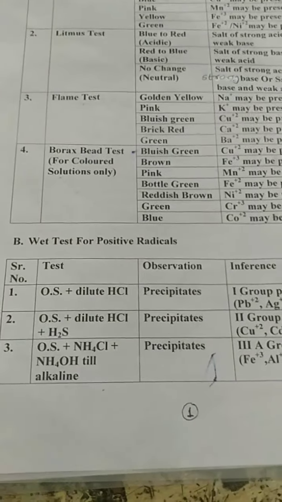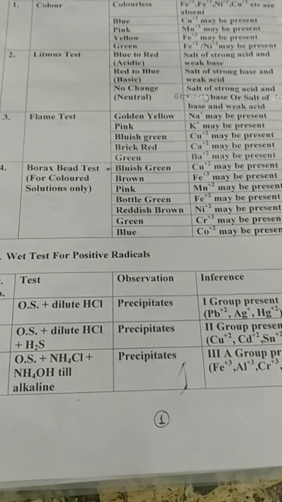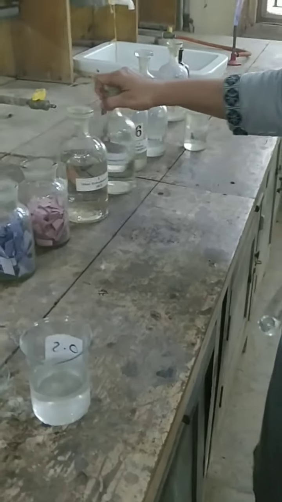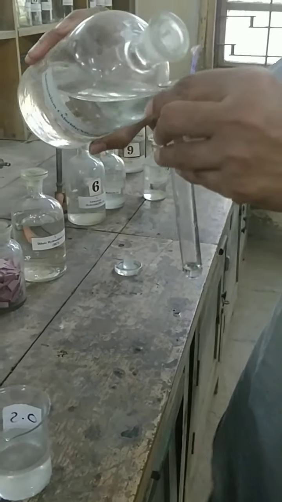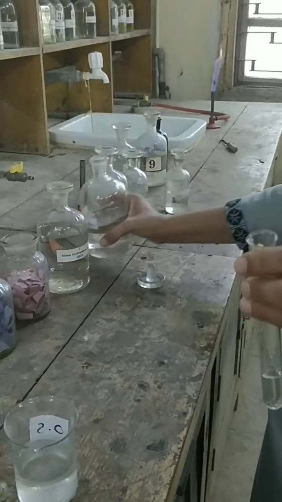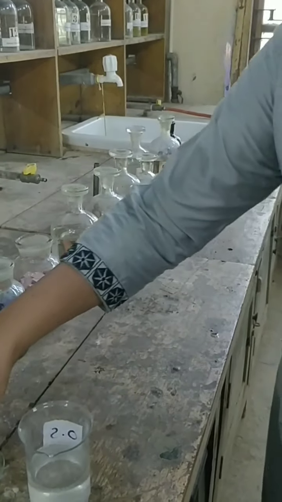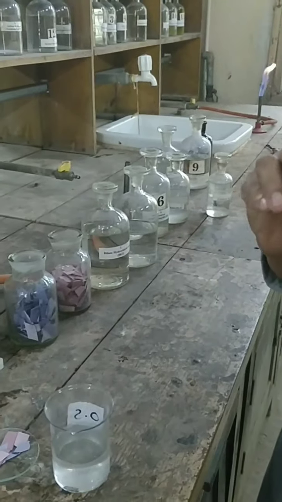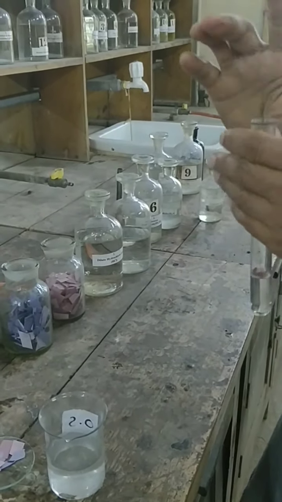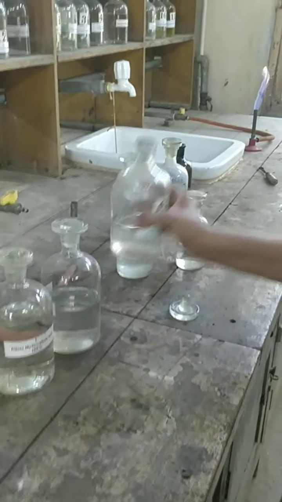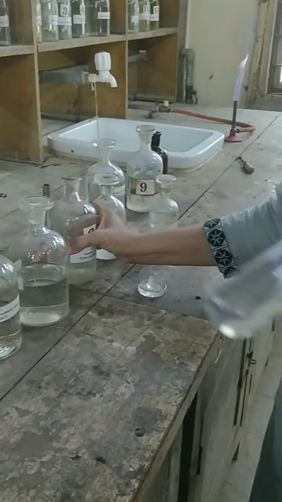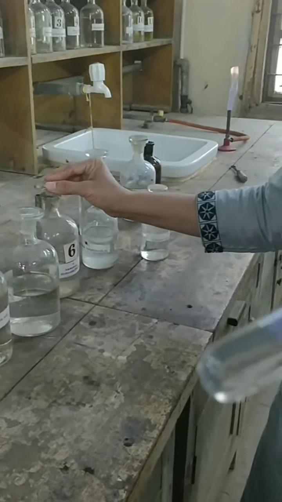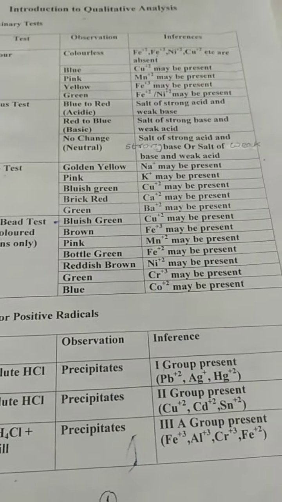Now we will proceed to third test, that is for third A. For this we will take OS in a fresh test tube. To this we will add ammonium chloride, and after this we have to add ammonium hydroxide till the solution becomes alkaline. So for this we will put a red litmus paper in the test tube. After this we will add ammonium hydroxide till the red litmus paper turns blue. So you can see the paper has changed to blue, and you cannot see any precipitates. That means third A group is also absent.